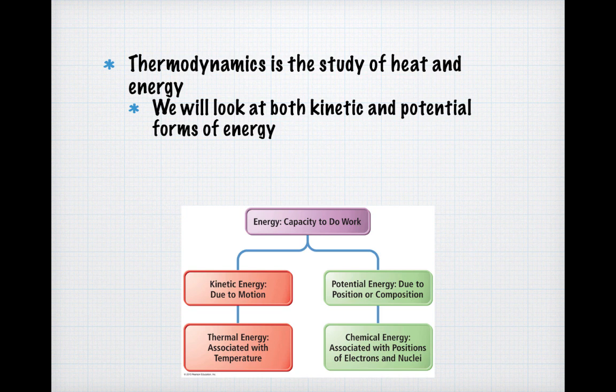In chemistry, this is most often referred to as thermal energy, because anytime we measure the temperature of something, we're really measuring the kinetic energy of the atoms and molecules present in that sample. Then we have potential energy. In physics, this is due to position, and in chemistry, it's more due to composition. Chemical energy is associated with positions of electrons and nuclei and the bonds that exist between all those.